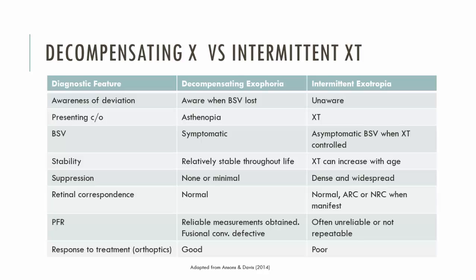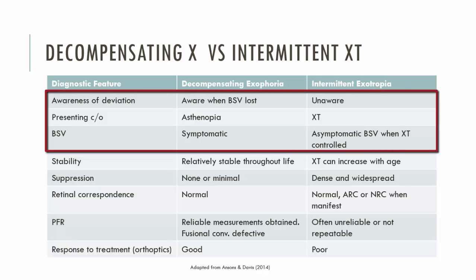I'm not going to go through the entire table, but what I want to come back to is what I've mentioned previously, which is that one of the key findings that distinguishes the two is the presentation of the patient and their symptoms. Generally, a patient with an intermittent exotropia is not aware of the deviation or when the eye deviates, and they're not symptomatic in the way that a decompensating exophoric patient is. So they don't experience those asthenopic symptoms of eye strain. On the other hand, the decompensating exophoria patient will present more often than not with those asthenopic symptoms that are directing you to the possibility that the patient has a decompensating exophoria rather than an intermittent XT.